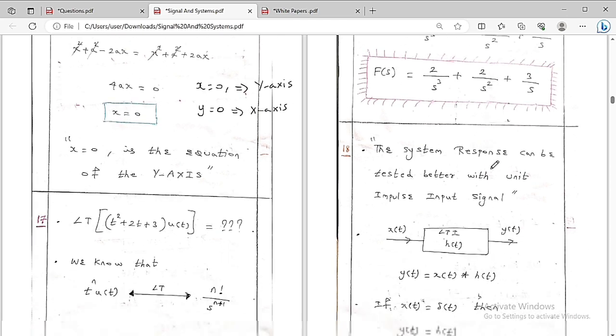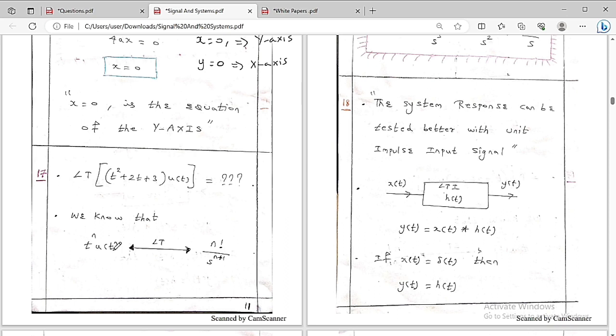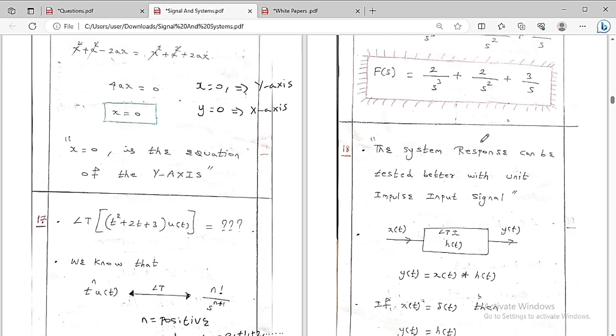Therefore, always keep it in mind: the Laplace transform of t to the power of n into u of t is n factorial by s to the power of n plus 1. We can substitute any value of n, where n is a positive integer, because for negative values there will be no factorial. Positive integers means 0, plus 1, plus 2 and so on. These things you always have to keep in your mind. So this is the correct solution of this question.